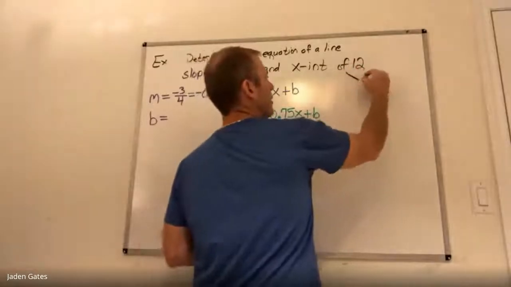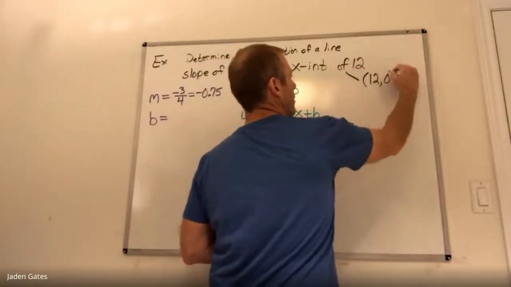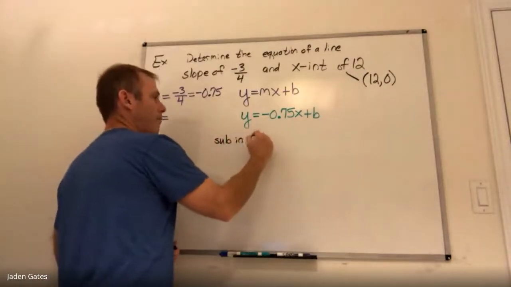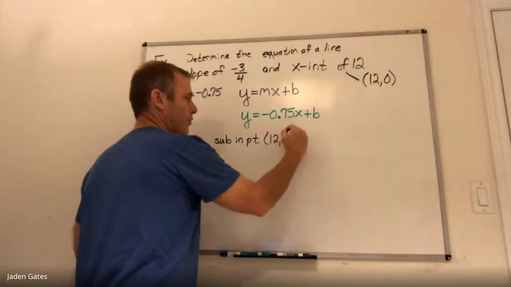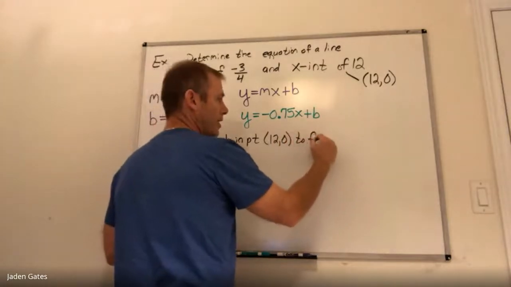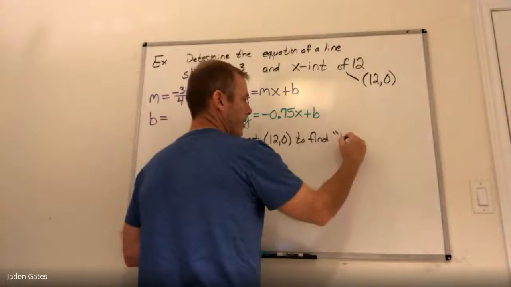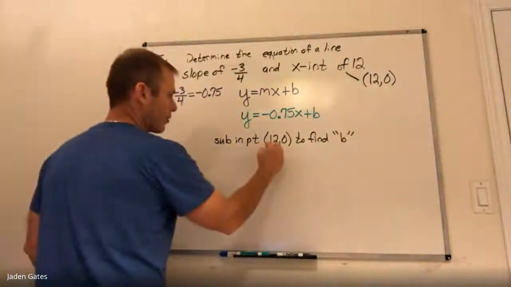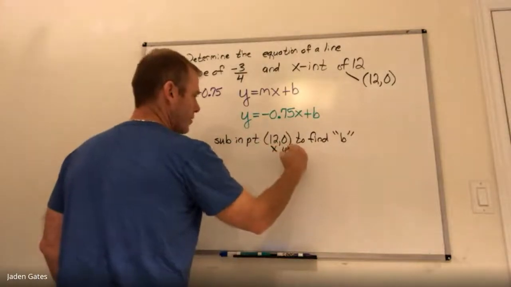Seeing how the x-intercept is always for y is 0, so y would be 0, and x would be 12. Yeah, this point right here is 12, 0. You got it. So now I'm going to sub in that point, the x-intercept, which is 12, 0, this time to find b. Last time we found m, this time we're finding b. Your x-coordinate is the first one, so that's my 12, and my y-coordinate is the 0.